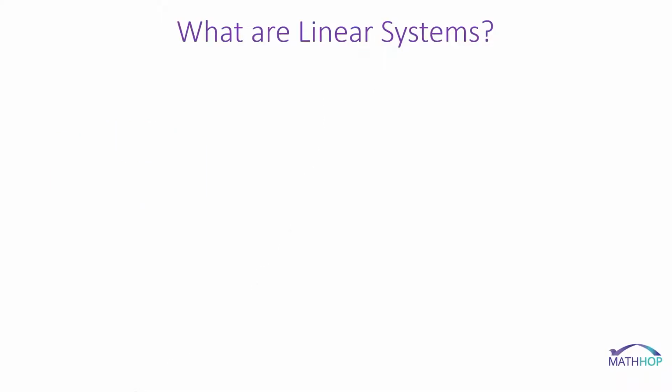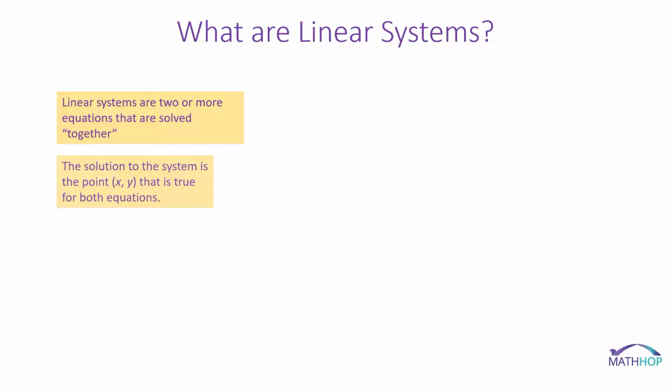So a quick review of what a linear system is. Linear systems are simply two or more linear equations that are solved together. And in this video lesson, we will concentrate on linear systems with simply two equations. Since we are solving a system that will contain two equations, the solution must be the point (x, y) that works for both of the equations. It has to make both equations true.